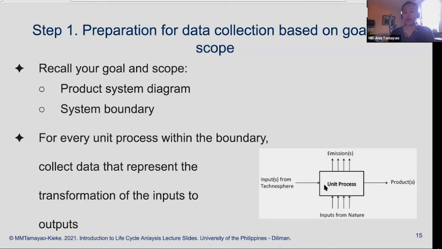You have your unit process, and then you have your inputs, you have your outputs, okay, including your product, your emissions, and then you also have inputs from nature. So this one is from Technosphere. Of course, this can be rearranged now, but the general illustration of a system or a unit process can be as such.